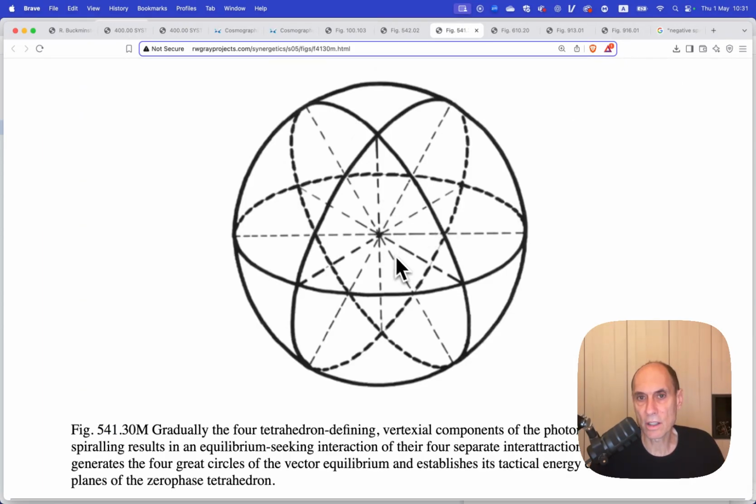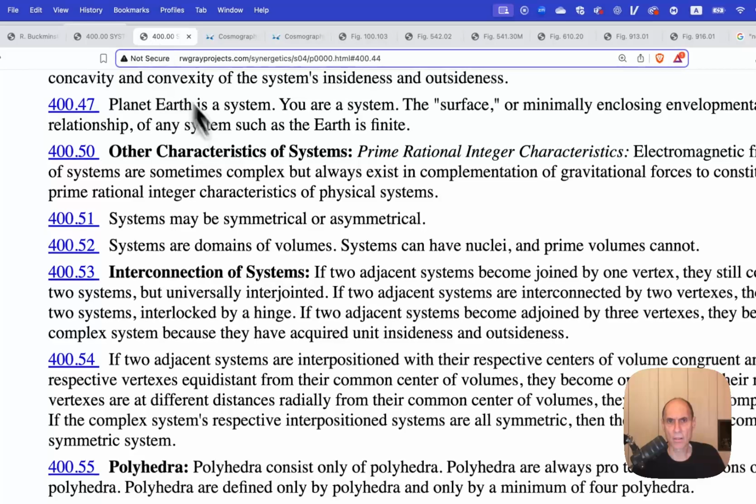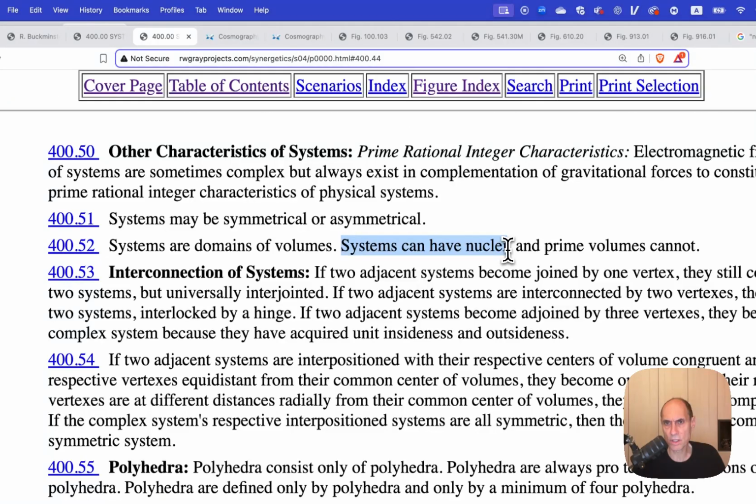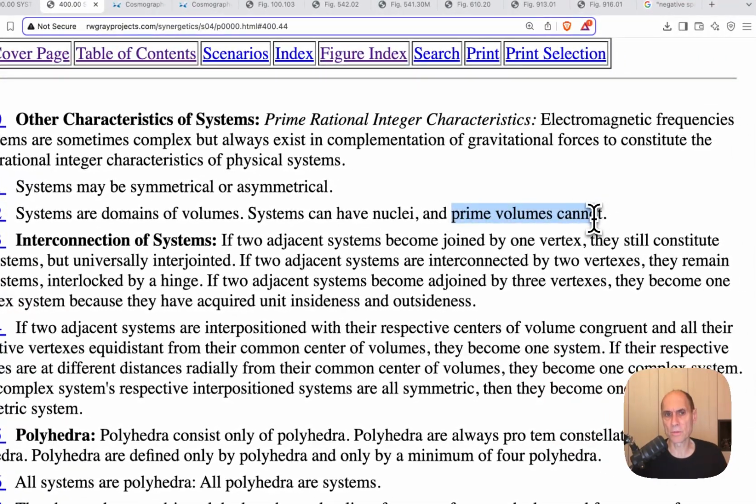To illustrate the idea of a nucleus, here's a drawing from elsewhere in Synergetics, but you can see the nucleus is significant, and then we've drawn edges or vectors radiating from the nucleus to the outside surface, as opposed to this diagram. There is no nucleus. So Fuller is reminding us here that sometimes it will be significant for us that the system has a nucleus, and sometimes it'll be significant that it does not, and the prime volumes do not.